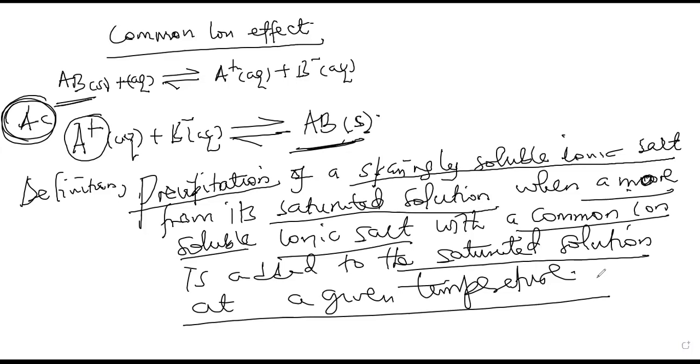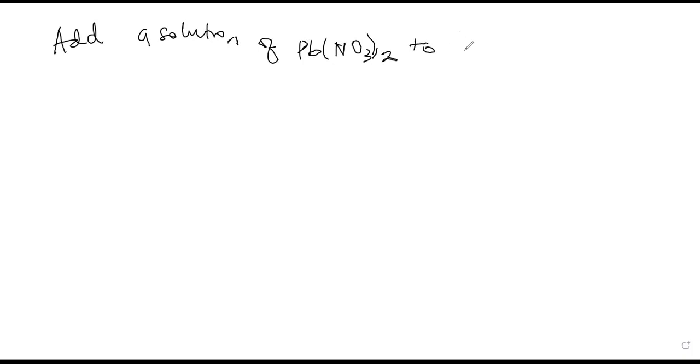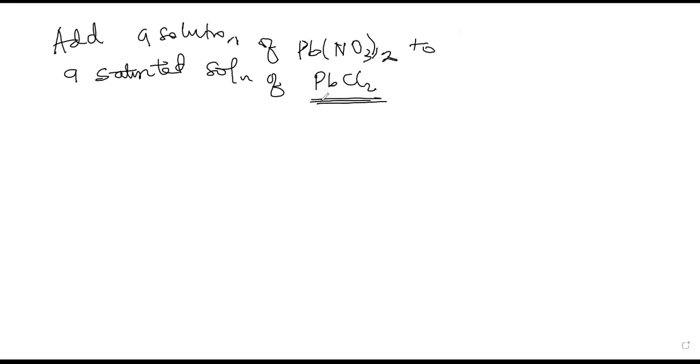All right. So now, after having known the definition, I can give you a live example of common ion effect using common compounds. For example, if you add a solution of lead II nitrate, because you know all nitrates are soluble, to a saturated solution of lead II chloride. Lead II chloride is a saturated solution. We are adding a more soluble lead II nitrate.